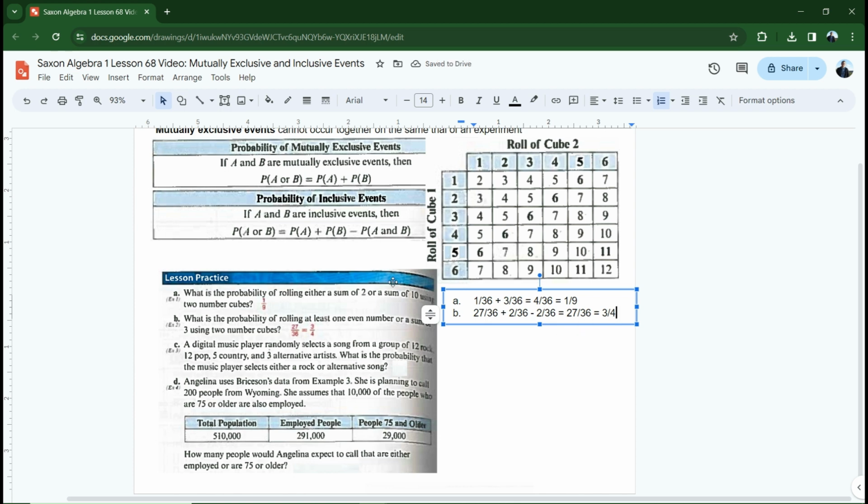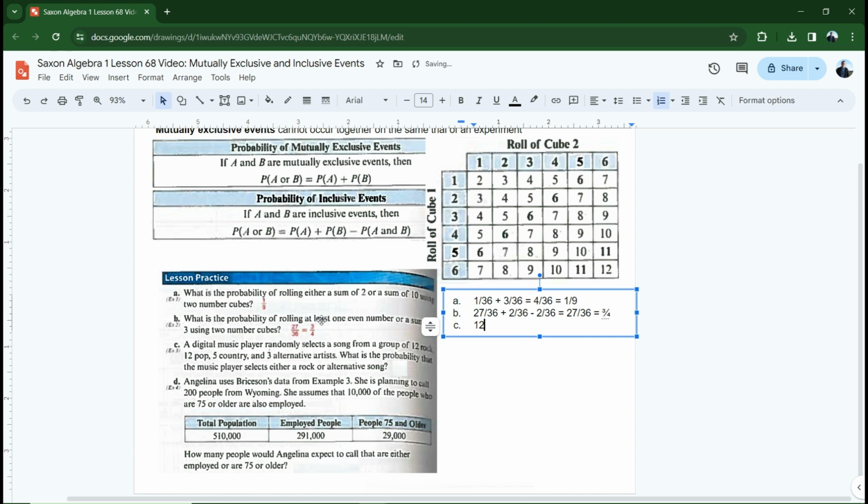Letter C. A digital music player randomly selects a song from a group of 12 rock, 12 pop, 5 country, and 3 alternative. 12 plus 12 is 24, plus 8 is 32 different options. Okay, what is the probability that the music player selects either a rock or an alternative song? Well, in this case, rock and alternative are 2 separate categories, so there's no overlap. It's going to be either rock or alternative. No overlap. They're mutually exclusive. So this is the easy kind of problem.